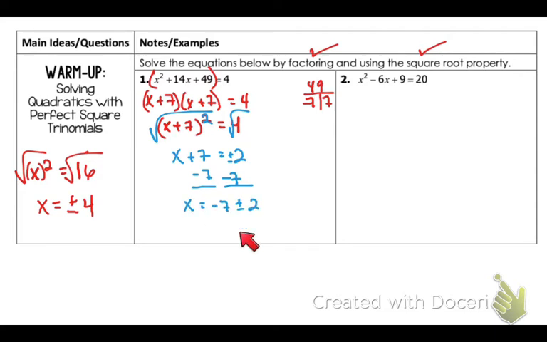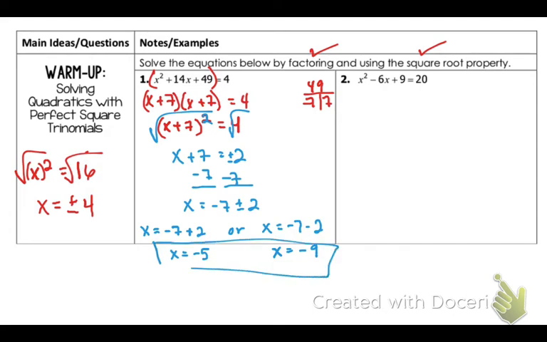But notice how these are technically like terms. Okay, so I have two cases. I have where x is equal to negative 7 plus 2, or I have where x is equal to negative 7 minus 2. So in reality, your answer here is both negative 5 and negative 9. Now, the only reason I was able to do that is because this is a plus and minus 2, and the negative 7 is a normal number. It's a constant.